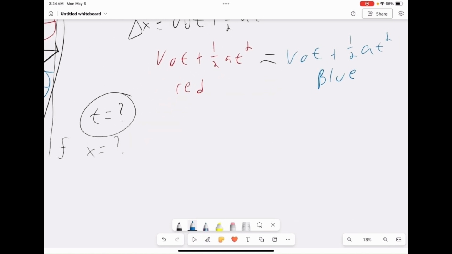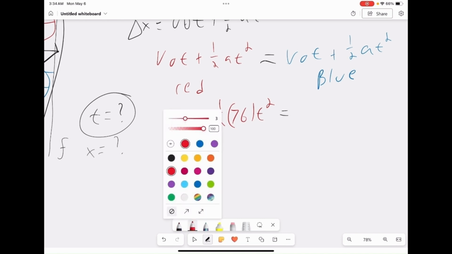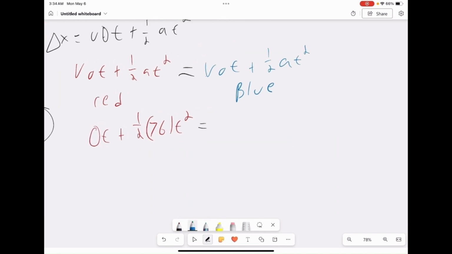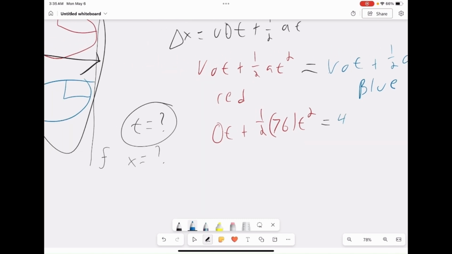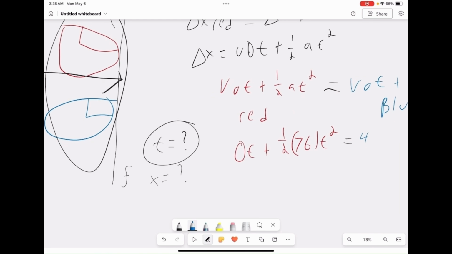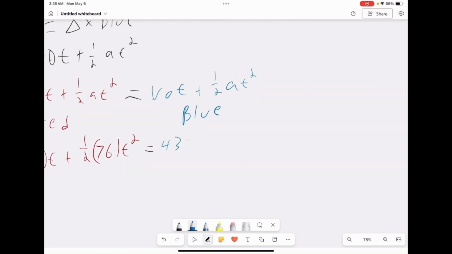All right, let's plug our variables from the question in now. V naught for the red car is 0 times t plus 1/2. Its acceleration is 76 times t squared. The blue car, its V naught is not 0. Its V naught is 439. 439 t plus 1/2. Its acceleration is 0 times t squared.